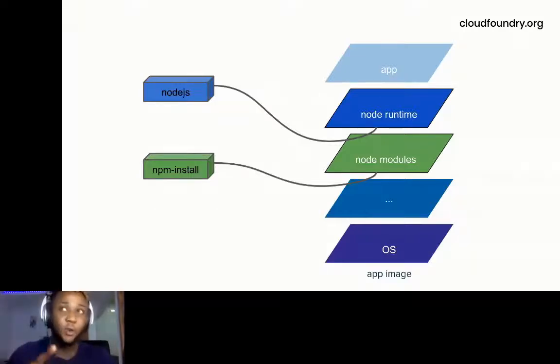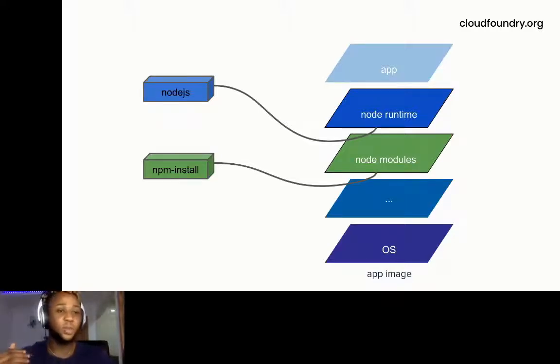It looks for a node_modules folder. If there's no node_modules folder, it looks for a package.json file. Then it runs an npm install, which will automatically create a node_modules folder and install all the dependencies that are needed for your application to work. It uses the Node runtime. Then, when all the required dependencies based on what is in the package.json file are in place, it containerizes the entire application and creates an image.